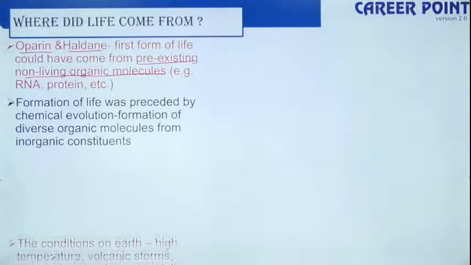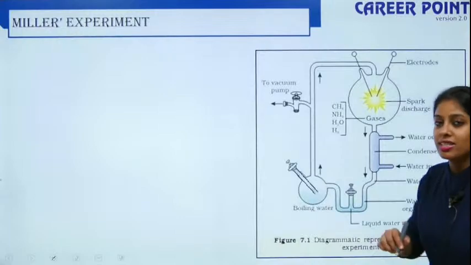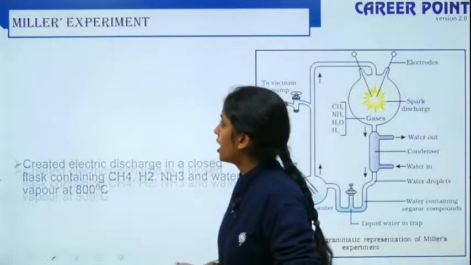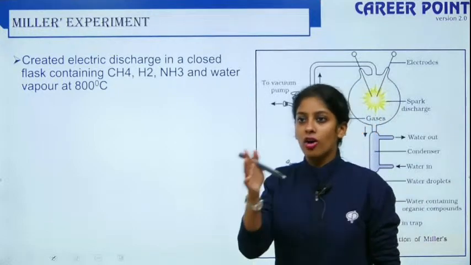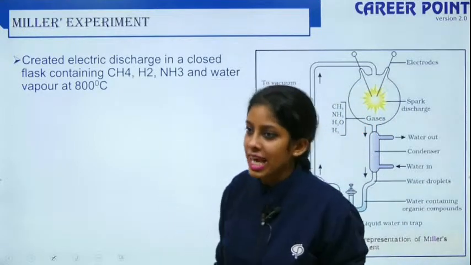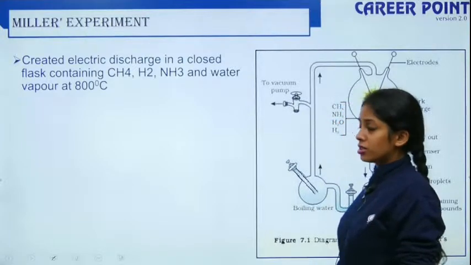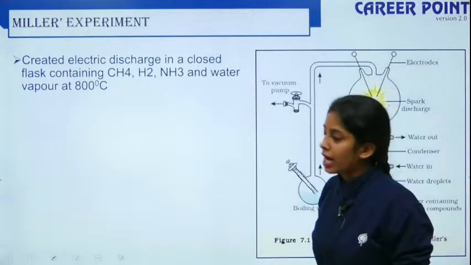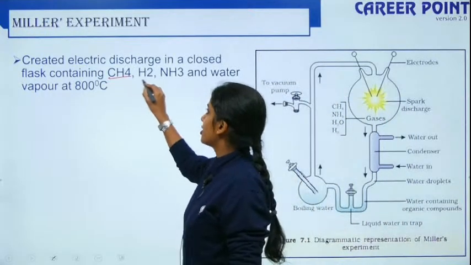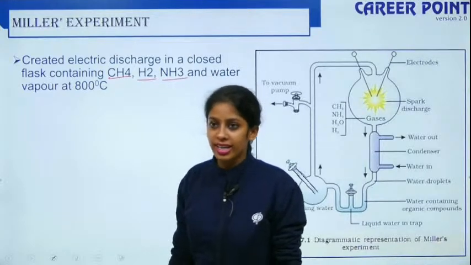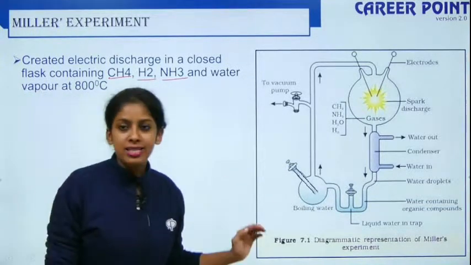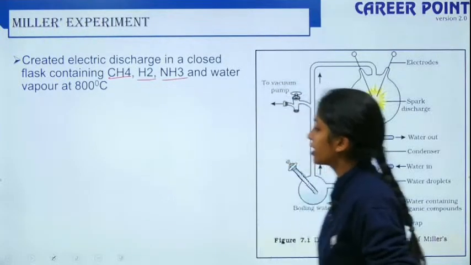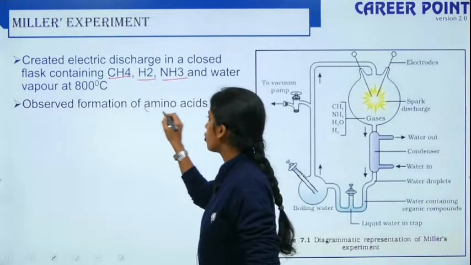Alright? Okay. So to some extent this was agreed, because under the same conditions when we did it in the lab, there was a scientist known as Miller. He wanted to check if life came from inorganic molecules, then organic molecules, then the first cell. So he tried the same experiment in the lab. He created electric discharge in a closed flask containing methane, H2, ammonia and water vapor at 800 degrees Celsius, because under the Oparin and Haldane theory, they said that the temperature was pretty high. So here also he fixed a high temperature and he observed the formation of organic molecules.